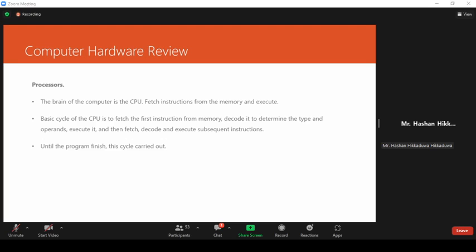Right? So there's a basic cycle of the CPU. First you need to fetch the instruction from the memory, then you need to decode it, determine what type of instruction and operands, then execute it, then fetch, decode, and execute subsequent instructions until the program finishes. This cycle is carried out, right? The brain of the computer is the CPU. So what happens? Fetch the instruction from the memory and execute.